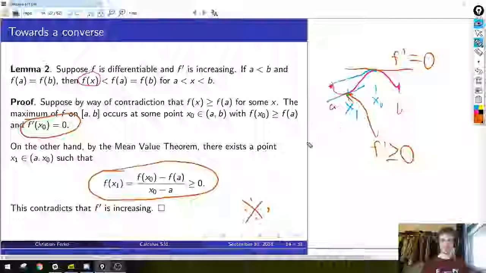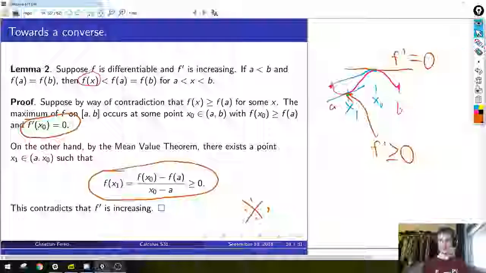So good. It's fun. It's a bit tricky, but the point is that if your derivative is increasing, then you can't beat the value at the endpoint. You can't go above the endpoint value under these conditions. Good. Thoughts on this lemma? I do not have any thoughts.